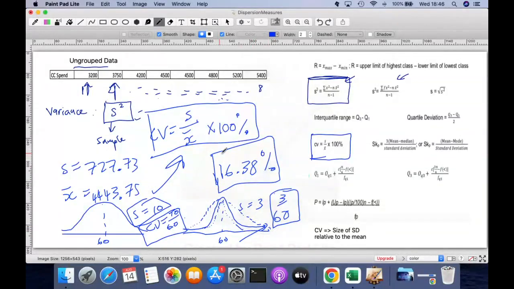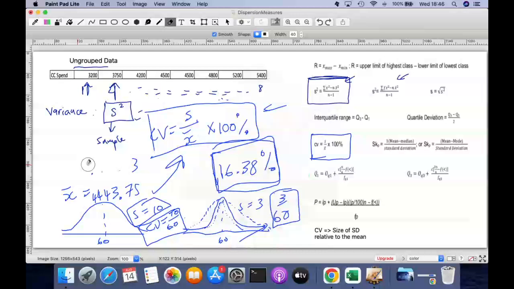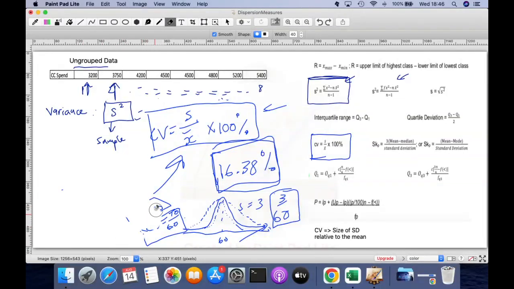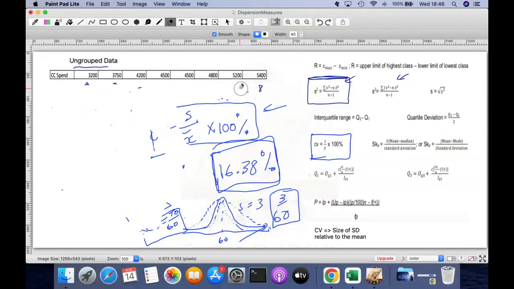But all you need to remember is how to work this out, using this formula here. That's the takeaway I want you to focus on for the coefficient of variation. All right, I'm just going to erase this and then we're going to move on to another measure, which are quartiles.